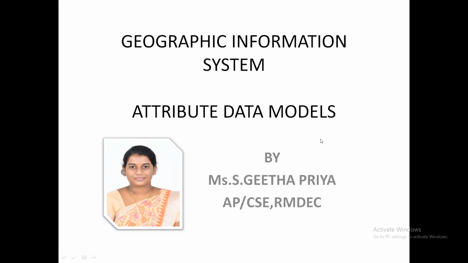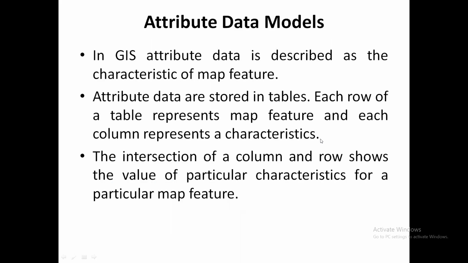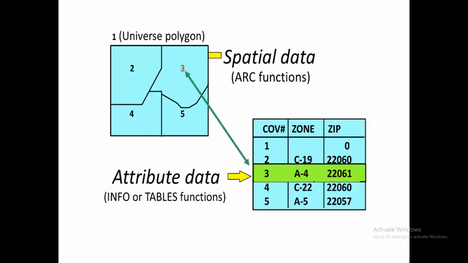In this lecture, we will be seeing about attribute data models from geographical information systems. So, attribute data model. We'll see what an attribute is first. In a geographical information system, we know what spatial data is. Spatial data is nothing but a geographic location present on the earth.